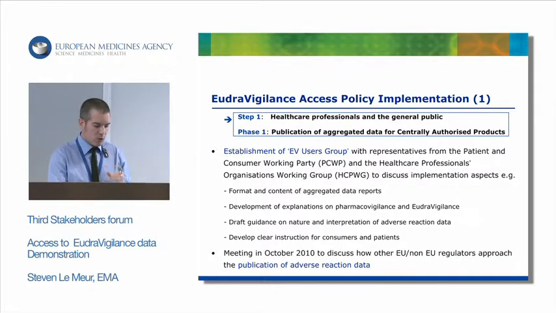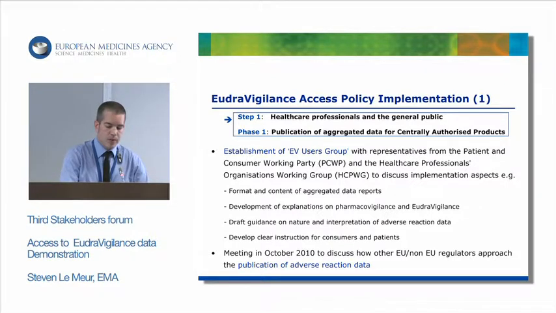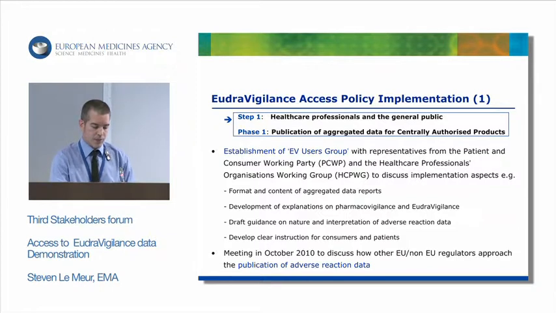What we did, we established what we call the EV user group, with representatives from the patient and consumer working parties and healthcare professionals organization working group to discuss the implementation aspects, such as format and content of the report, development of explanation on pharmacovigilance and EudraVigilance, draft guidance on nature and interpretation of adverse reaction data, and to develop clear instruction for consumers and patients. We had our first meeting back in October last year to discuss how EU and non-EU regulators approach the publication of adverse reaction data.